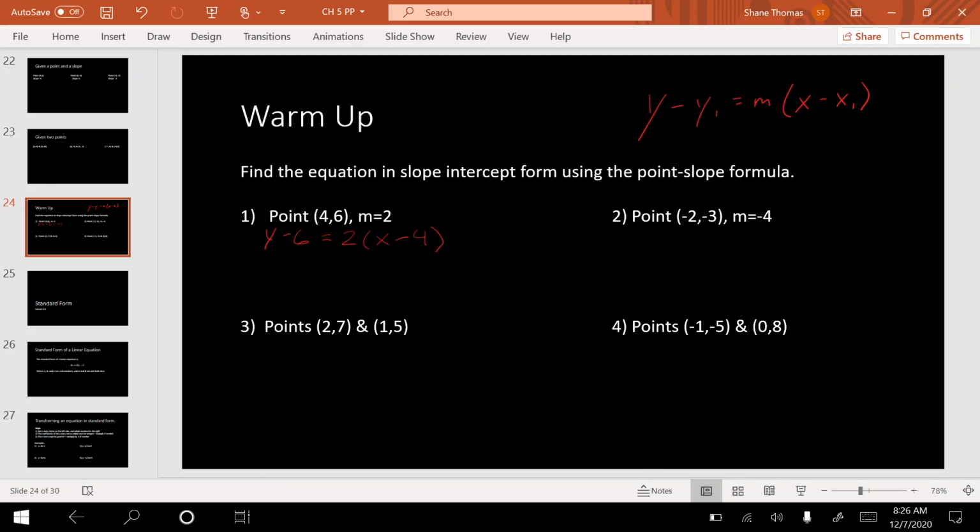Is that what you have? Yep. All right. So then we simplify the right side. By distribution, y minus 6 equals 2x minus 8. And then we add the 6 over, so y equals 2x minus 2. Yes.